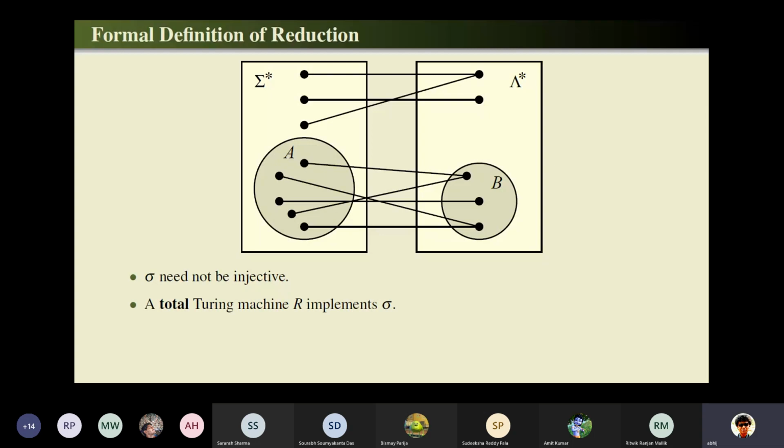And for a reduction to be useful in the undecidability proofs, it must be computable by a total Turing machine. The map sigma must be computed by a total Turing machine. So given the input, it will generate the image in a finite amount of time, and that should be true for any input to that reduction algorithm. Agree?